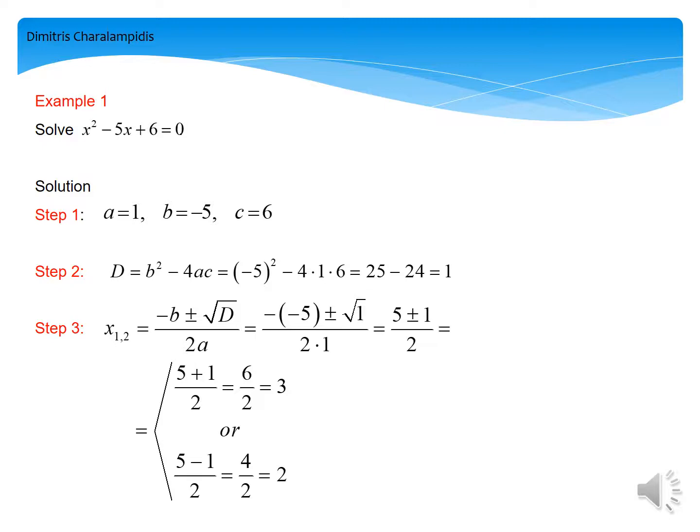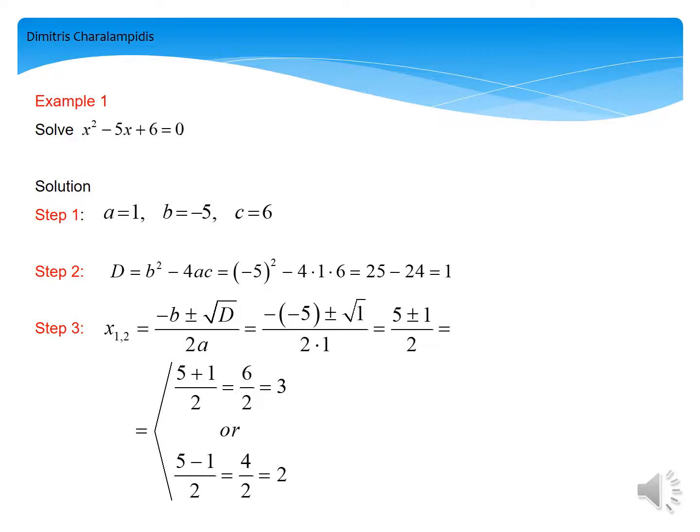b is always the coefficient of x. So, in our case, b is negative 5. And finally, c is always the constant term. So, here c is 6. In second step, we'll have to find the value of d. We'll do that by plugging the values of a, b, and c in the formula b squared minus 4ac. After some operations, we can come up with the value of d, which will be equal to 1.